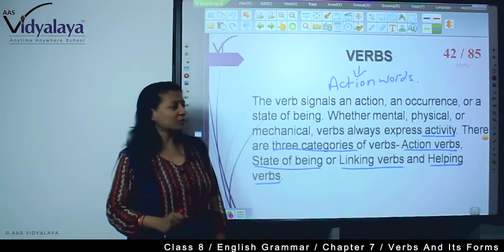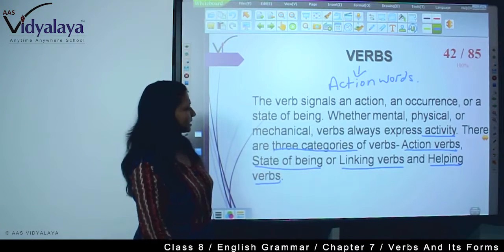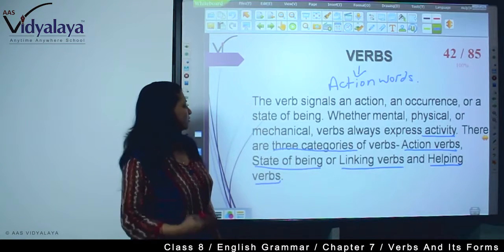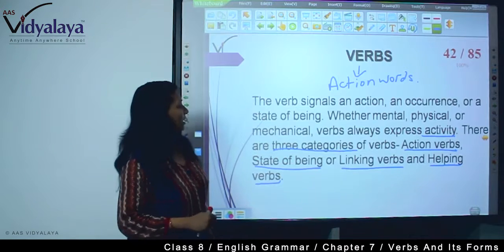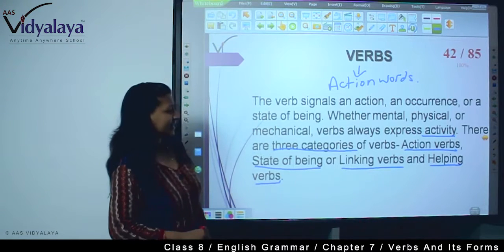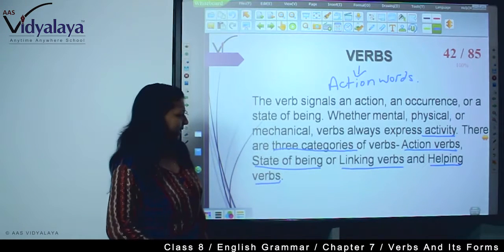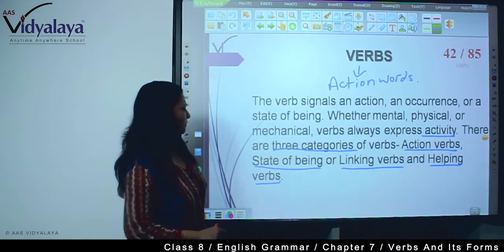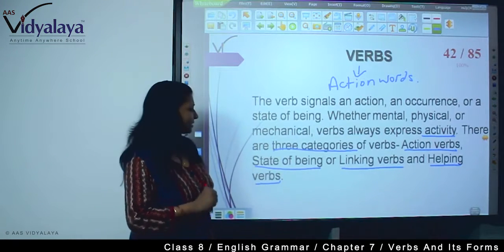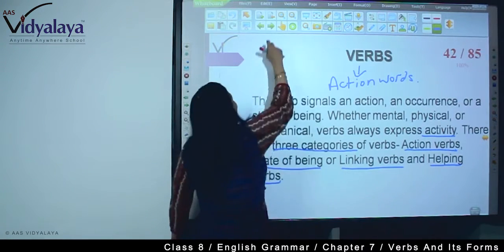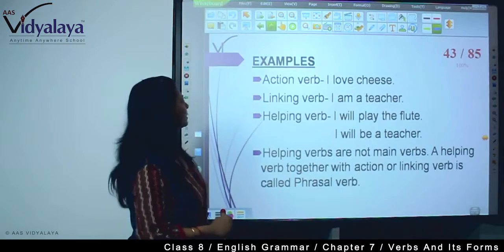So here, what is a verb? The verb signals an action, an occurrence or a state of being, whether mental, physical or mechanical. I am sad. See? So, verbs always express activity. There are 3 categories of verbs: action verbs, state of being or linking verbs, and helping verbs. Now, state of being, I am a teacher. Right? So, that is the state of being. And helping verbs are also there. So, with the example, we will come to know about this.